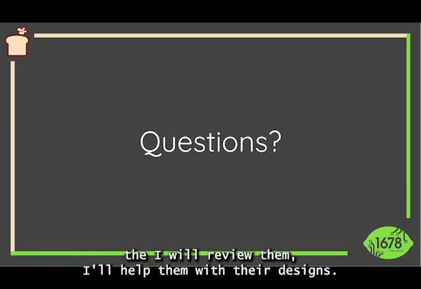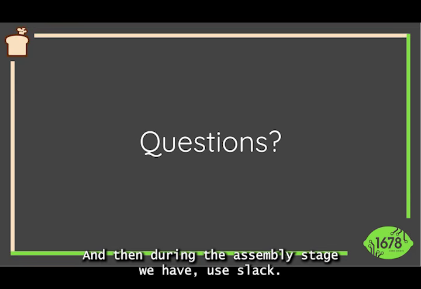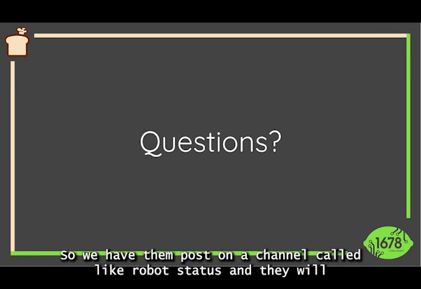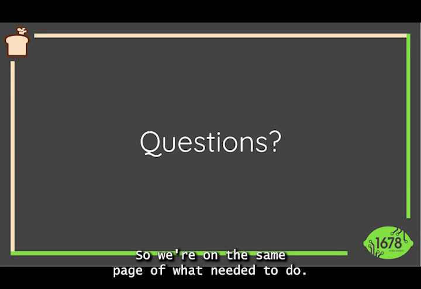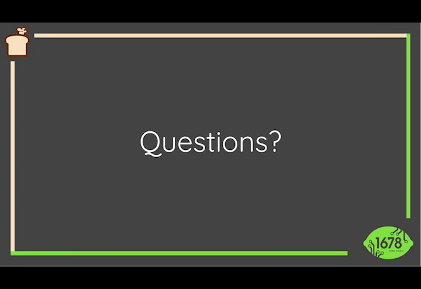I'll help them with their designs. And then during the assembly stage, we use Slack, so we have them post on a channel called Robot Status, and they will update us on where the robot is and what needs to be done next, so we're on the same page of what we need to do. Yeah, we do similar things as that.